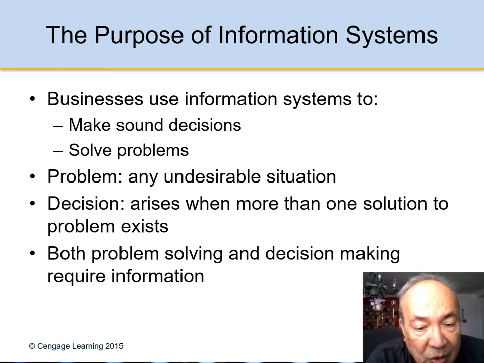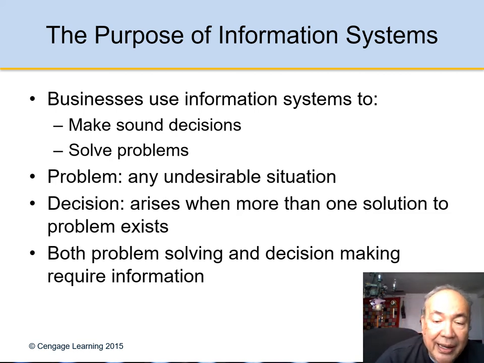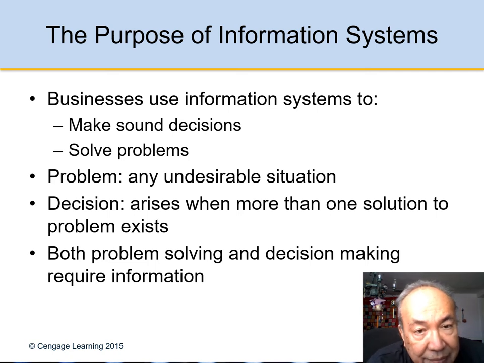If you only have one solution, that is not a problem. That is not something that you can decide because there is only one solution. Now, if you have so many solutions, now you have to make a decision. So both problem solving and decision making require information.